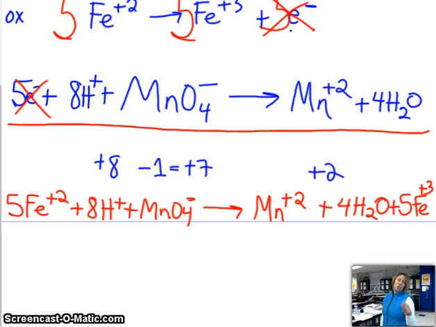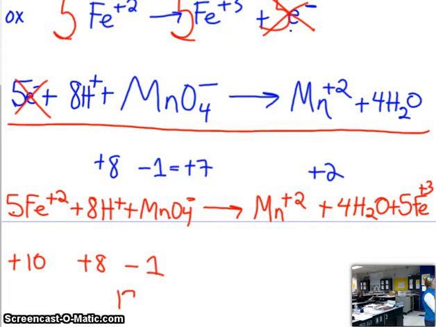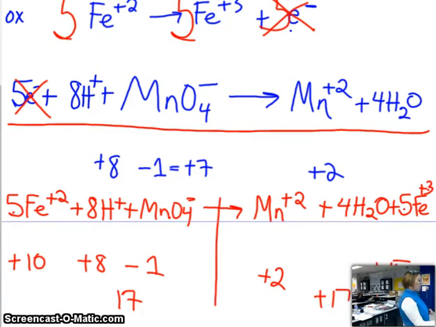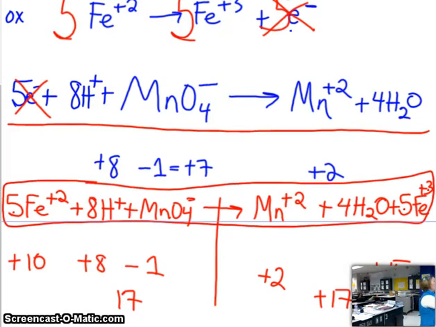But also check the charges. 5 things that are each +2 are +10. 8 things that are each +1 are +8. And 1 thing that's -1. So that's 18 minus 1, which gives you a charge on this side of 17. Over here, you have 1 thing that's +2 and 5 things that are +3, so that's +15. So this side is also +17, and this is your final overall balanced equation. Okay?